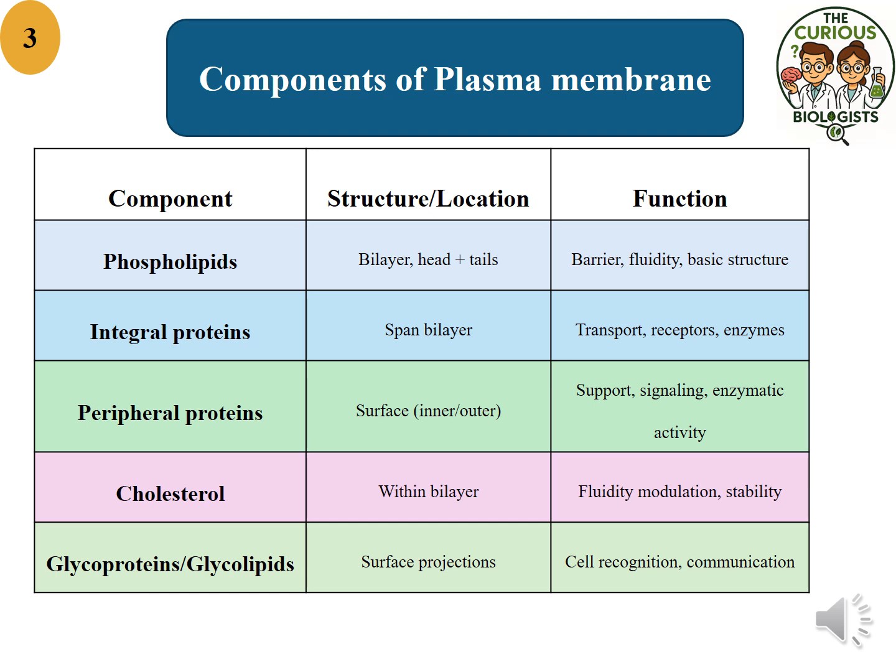The next component is cholesterol, which is usually embedded within the bilayer, which gives fluidity and stability to the plasma membrane. Next is glycoproteins, glycolipids, basically carbohydrates, which are usually attached to the outer leaflet of the cell membrane, and usually their function is to recognize signaling, and communication between two cells occurs using the carbohydrate receptors.